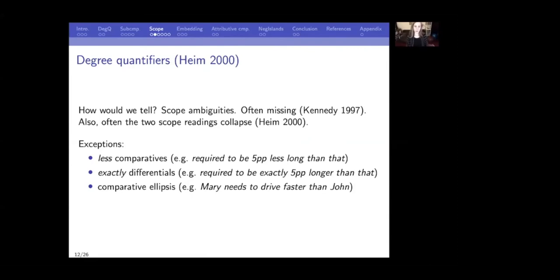However, the two scope readings can be truth conditionally distinguished in certain cases. These include less comparatives, as in "the paper is required to be 5 pages less long than that", exactly differentials, as in "the paper is required to be exactly 5 pages longer than that", and comparative ellipsis constructions, as in "Mary needs to drive faster than John."